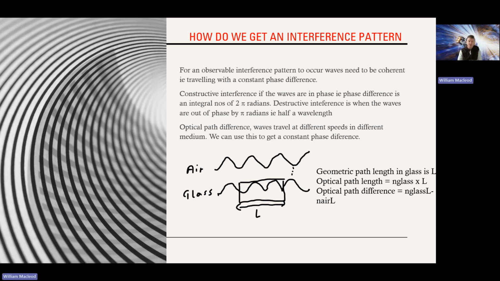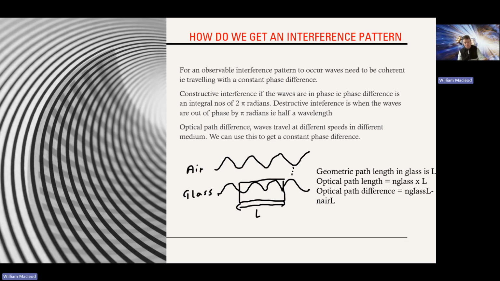Destructive interference is when the waves are out of phase by half a wavelength or pi radians. So how do we get a constant phase difference so that we can then see an observable interference pattern? Well, one way is by taking advantage of what's called the optical path difference.